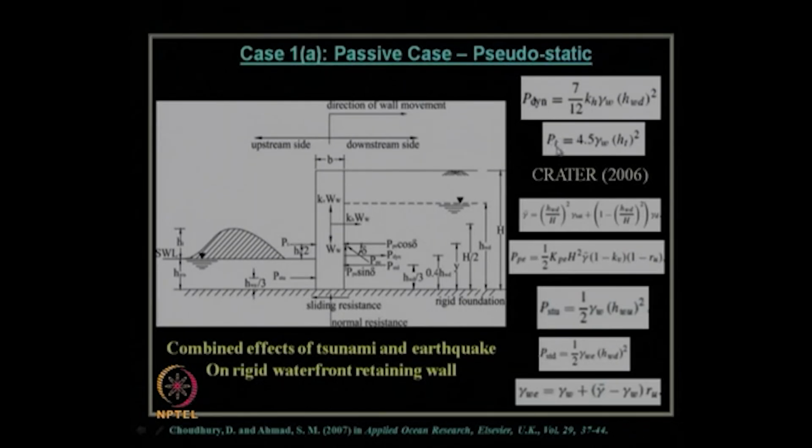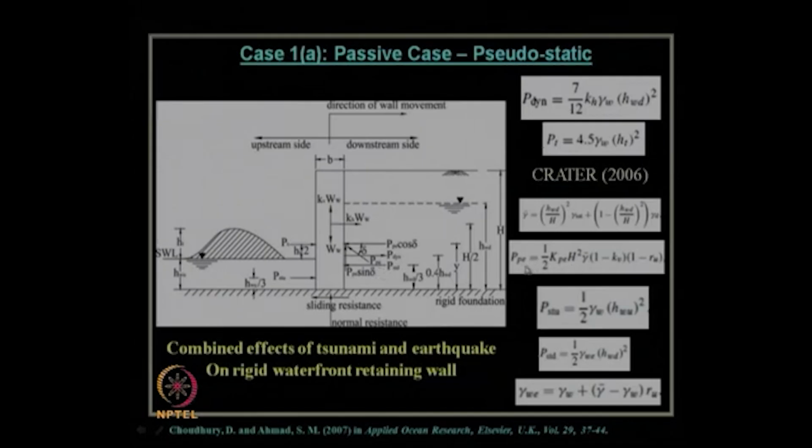What is PT? PT is nothing but tsunami wave force. So, tsunami wave force is given by this expression, 4.5 times gamma w HT whole square. This is given by Cross (2006) code. Okay? So, this is PT and this is HT. Based on your tsunami wave height, you can calculate the tsunami wave force. Now, how to calculate this seismic passive earth pressure PPE?